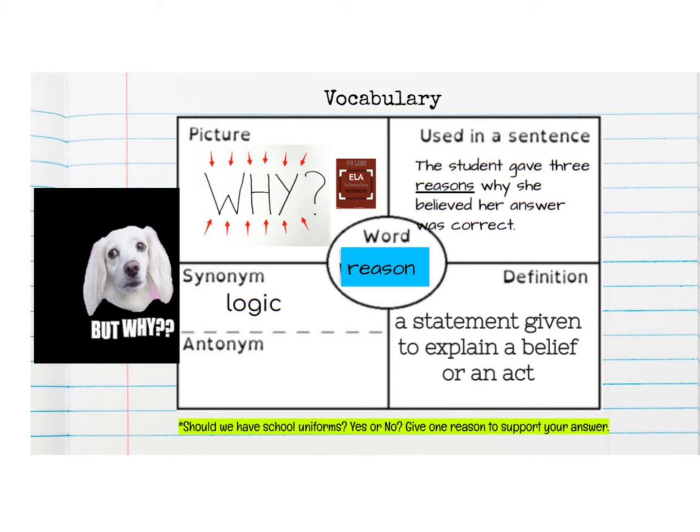The student gave 3 reasons why she believed her answer was correct. And you'll notice I added an extra picture of that dog saying, but why? Why can't I come to school with you? I'm going to give you just a moment to draw your picture.